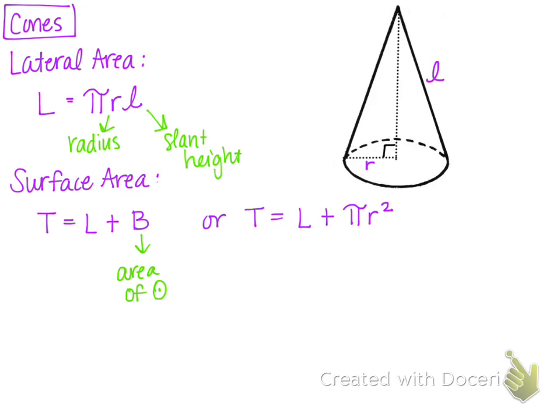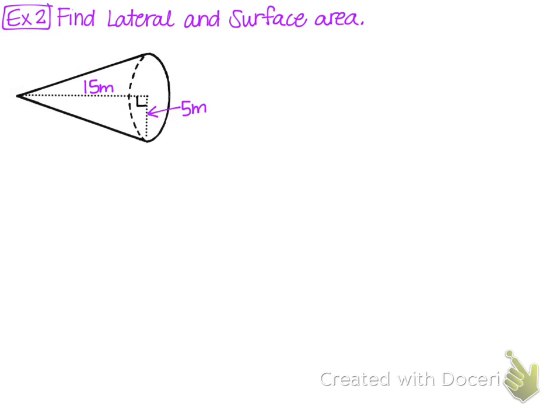So let's do an example with a cone. So we have find lateral and surface area. So lateral area is equal to pi times r times L. Okay, so then we plug in. Now r is 5. But we don't know what L is. Any guess how we can find L? Pythagorean theorem again. I think this is what we had earlier.